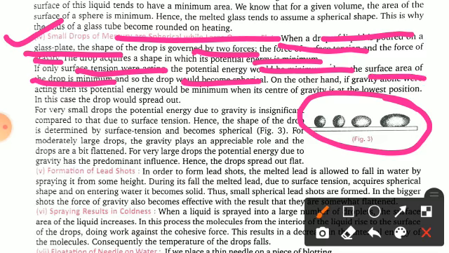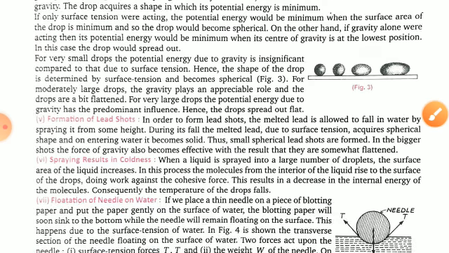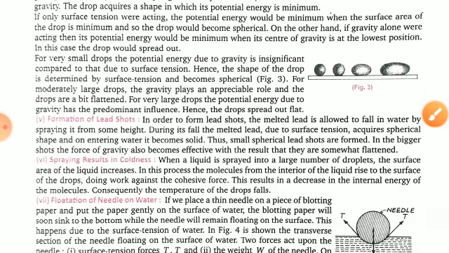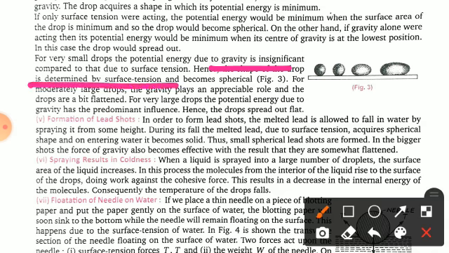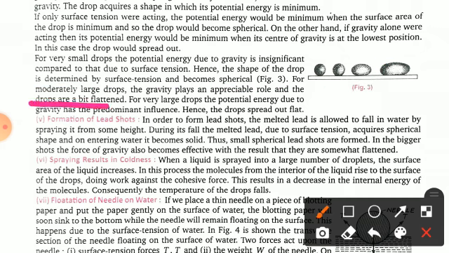On the other hand, if gravity alone were acting, then its potential energy would be minimum when its center of gravity is at the lowest position. In this case, the drop would spread out. Fine. So for a very small drop, the potential energy due to gravity is insignificant compared to that due to the surface tension. Hence the shape of the drop is determined by the surface tension and becomes spherical. You can see from this figure number 3. For moderately large drops, gravity plays an appreciable role and the drop is a bit flattened. For very large drops, the potential energy due to gravity has the predominant influence. Hence the drop is spread out flat.